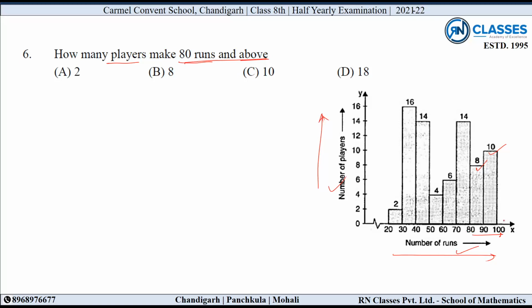Means 80 and above is 8 plus 10. That's it. 18 players scored 80 runs and above. 18. D part is the right answer. Just interpret. That's it. I know you are capable enough.